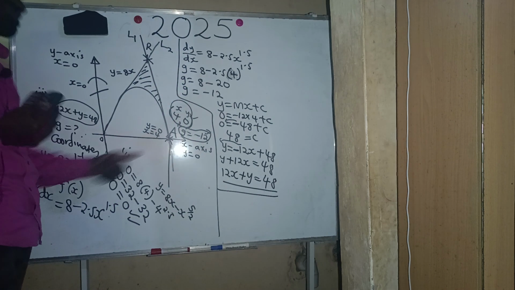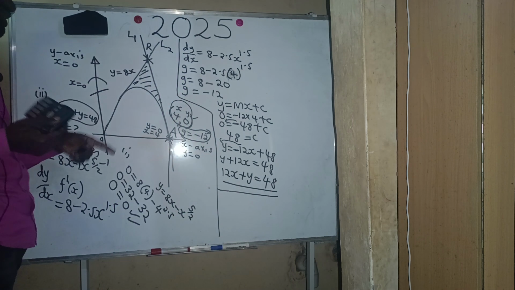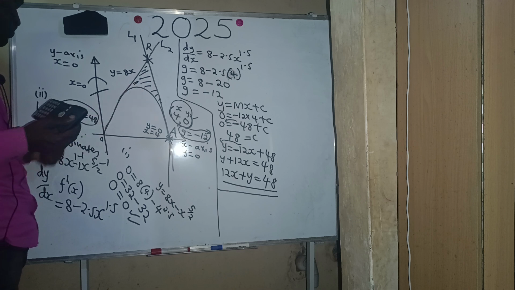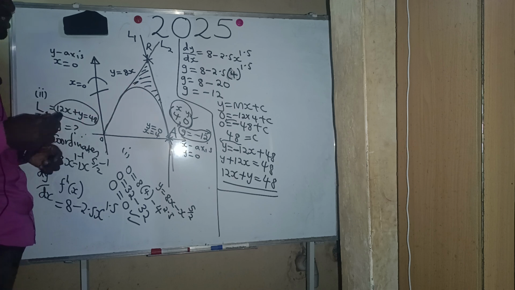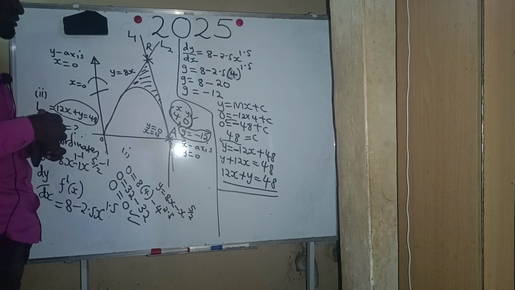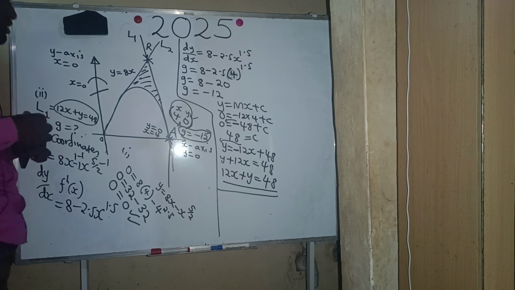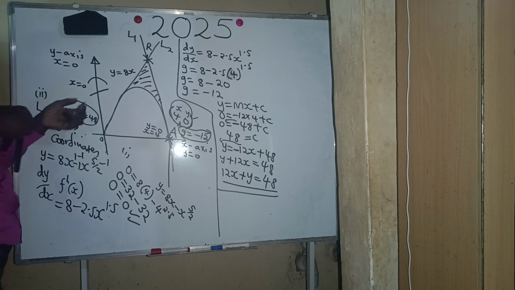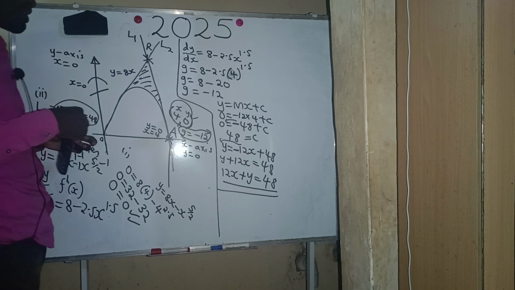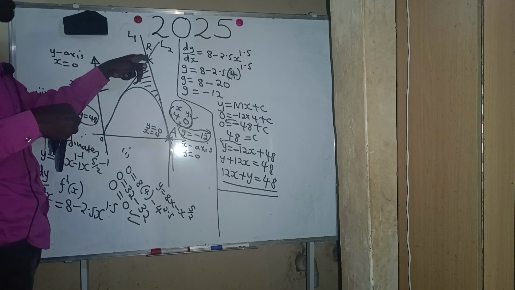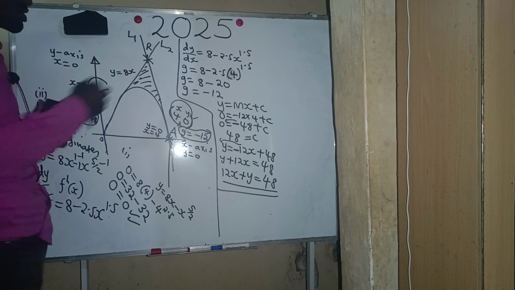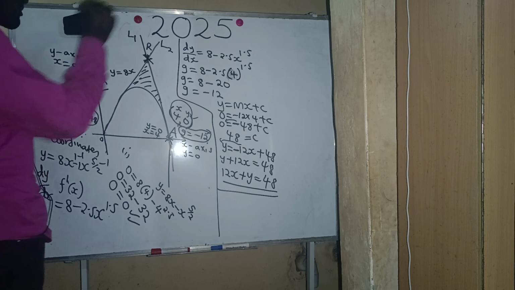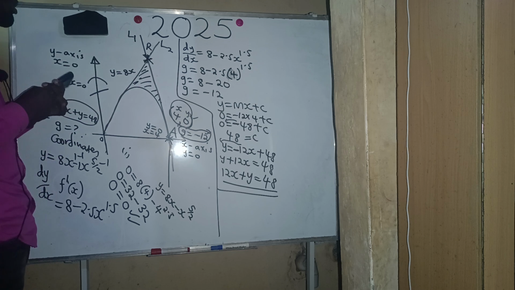We've confirmed that the equation of that straight line making contact with the curve is 12x plus y equals 48. The last question asked on this part, from the 2024 paper, tells you to get the coordinates of point R. How do you do that?